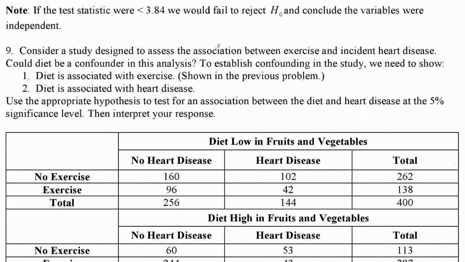And just a quick note, if our test statistic would have been less than 3.84, then we would fail to reject H0. We'd conclude that the variables were independent, that there was no association.